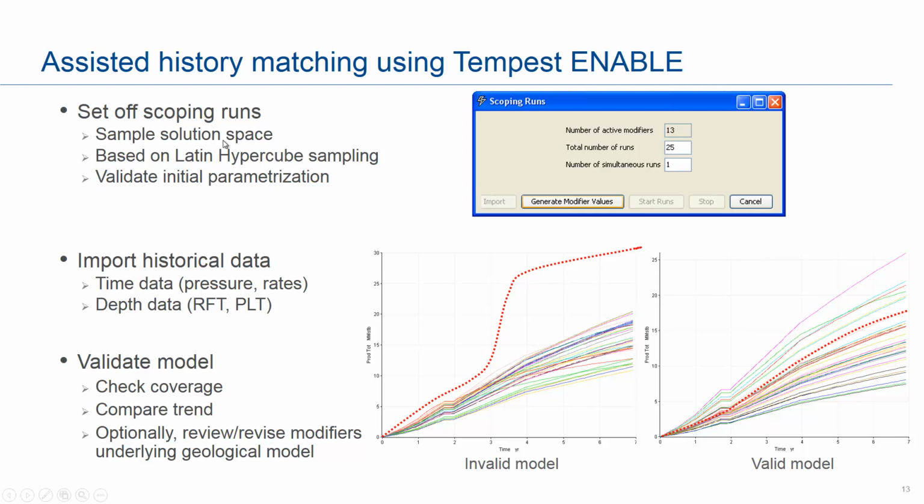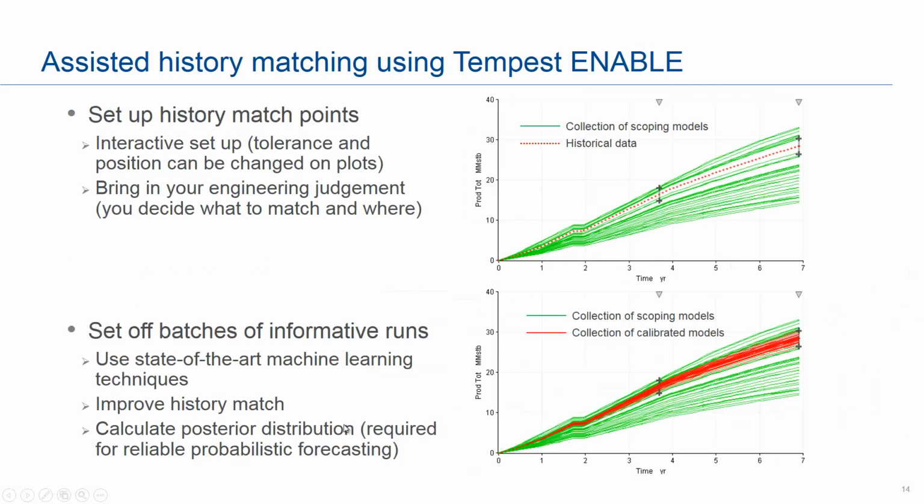Once you have done that, you would import the historical data. You can import either time-dependent data or depth-dependent data, and once you have done that, you would be able to validate your model. So you would check the coverage and compare the trend. I have included an example of an invalid model and a valid model. For a valid model, the scoping runs would bracket the historical data and the response is more or less similar, and vice versa for the invalid model, where the response is neither similar nor do the scoping runs bracket your historical data. In that case, you want to go back and maybe revise your geological model and modifiers as well.